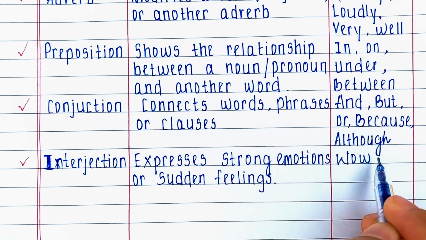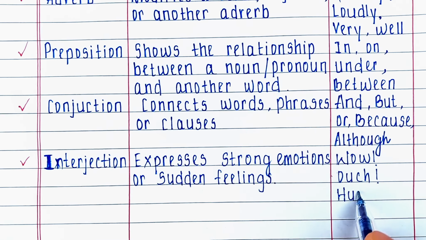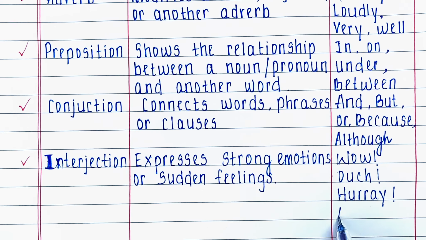Let us use one of these words in a sentence. Wow, what a beautiful girl. Here, wow is the interjection.